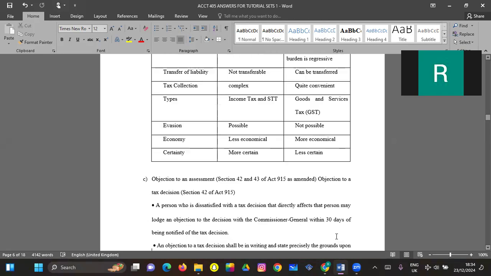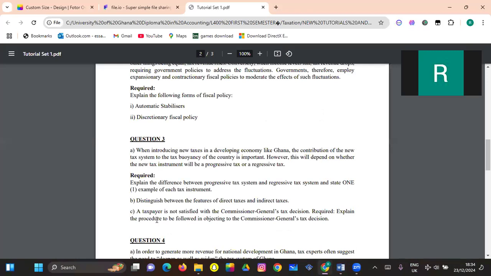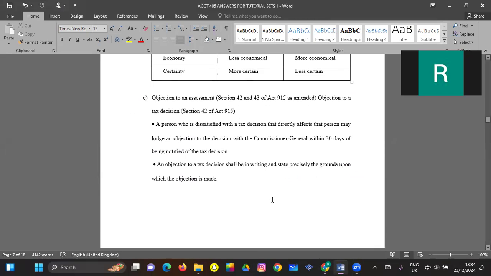All right, so now let's look at the C. The C in India, it is more of true and poor. A taxpayer is not satisfied with the Commissioner General's decision. Explain the procedure to be followed in objecting to the Commissioner General's tax decision. Right. So this is it here.